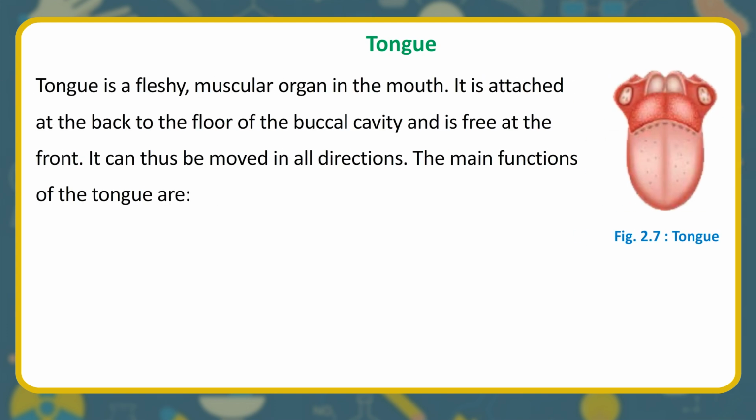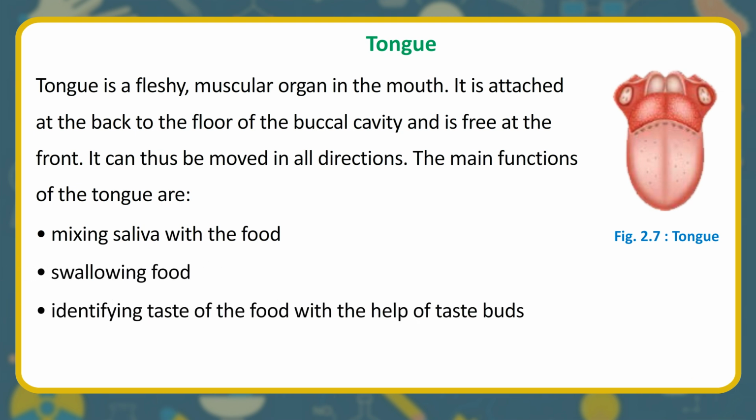Tongue. The tongue is a fleshy, muscular organ in the mouth. It is attached at the back to the floor of the buccal cavity and is free at the front. It can thus be moved in all directions. The main functions of the tongue are mixing saliva with the food, swallowing food, identifying taste of the food with the help of taste buds, and talking.